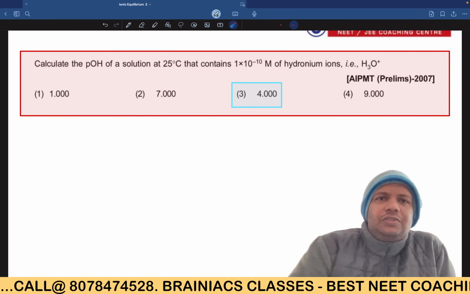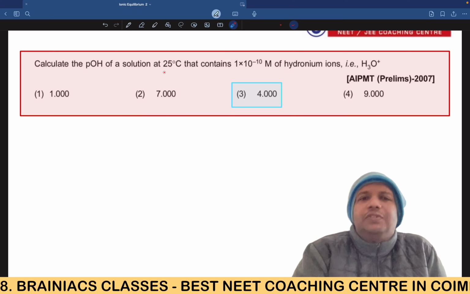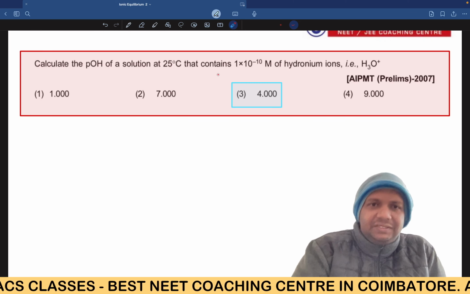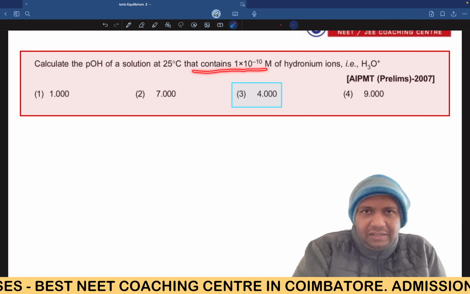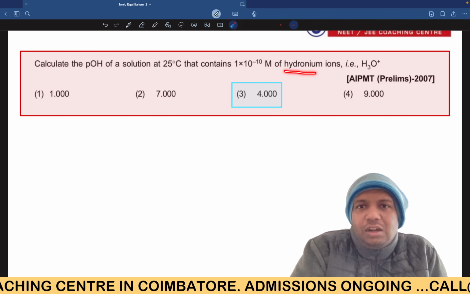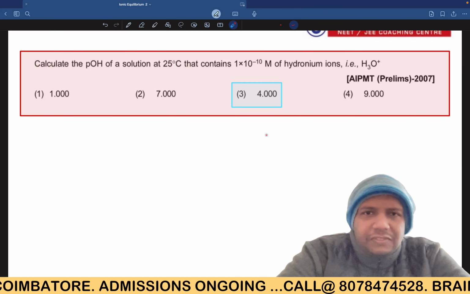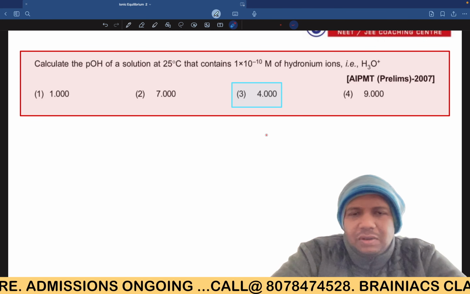So go through the question. The question here is: calculate the pOH of a solution at 25 degrees Celsius that contains 1 into 10 power minus 10 molar hydronium ions. This is the question. I will explain the concept, then we will go through the answer.